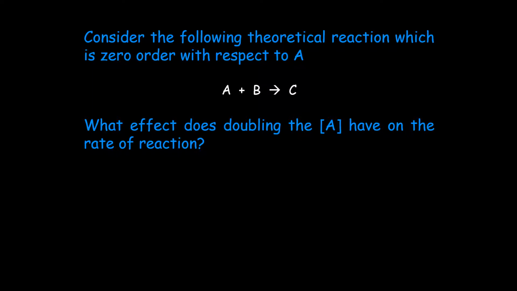So it's zero order with respect to A, so doubling the concentration of A has no effect on the rate of reaction. So rate is proportional to the concentration of A to the power of 0. Or rate equals a constant, which we'll give the symbol k, times the concentration of A to the power of 0.